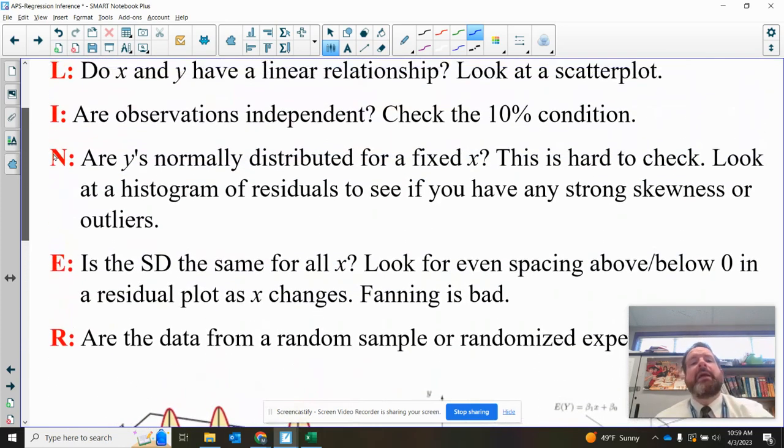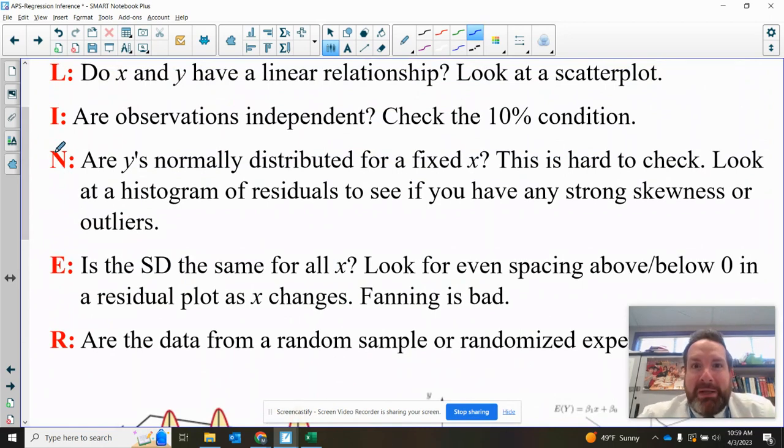Here's the thing. That's nearly impossible to check because we don't have lots and lots and lots of measures at the exact same X. You may only have one measure at a particular X. Maybe you got two, but especially if you've got something you can measure very precisely, things probably don't line up. So here's what we do instead. Run a regression, look at your residuals in a histogram form, and see if that is unskewed with no outliers.